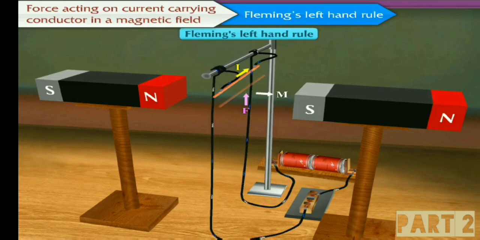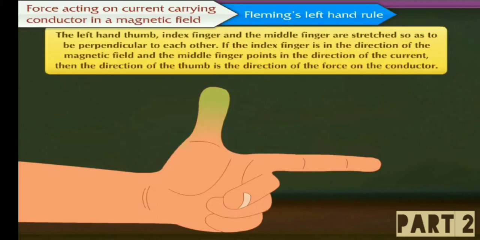According to this rule, the left-hand thumb, index finger, and the middle finger are stretched so as to be perpendicular to each other. If the index finger is in the direction of the magnetic field and the middle finger points in the direction of the current, then the direction of the thumb is the direction of the force on the conductor. Come, let us now verify this rule by performing an activity.